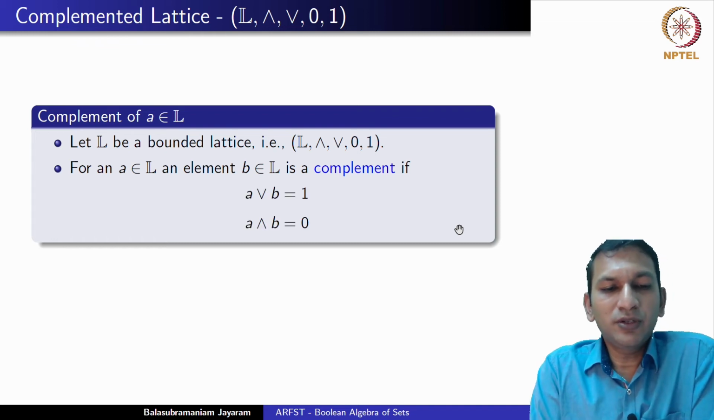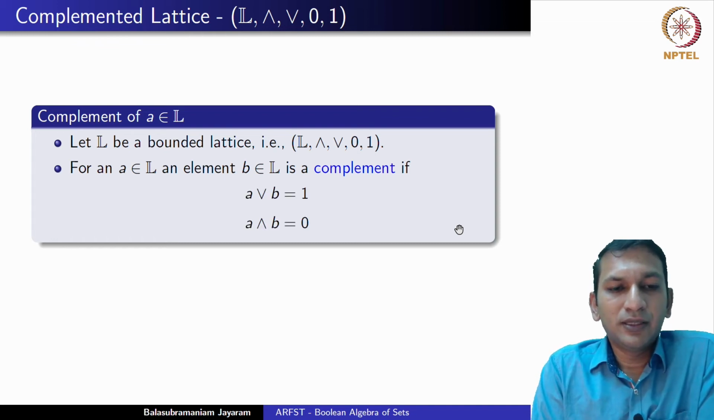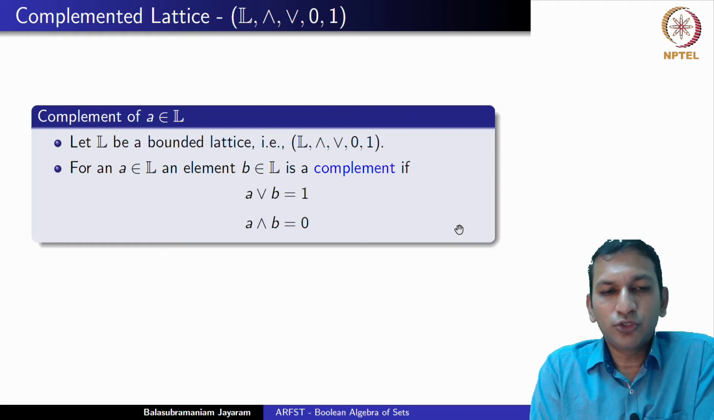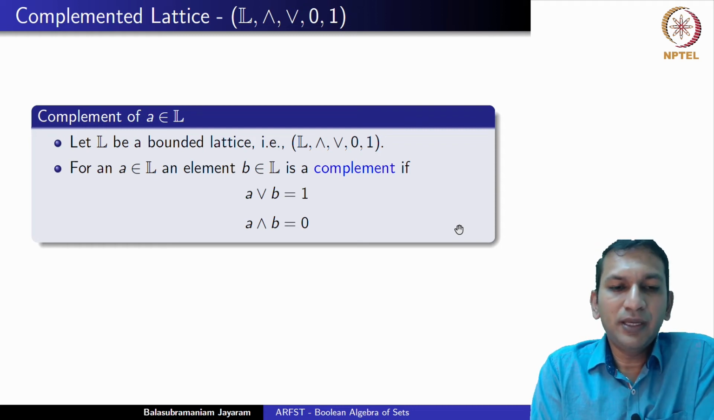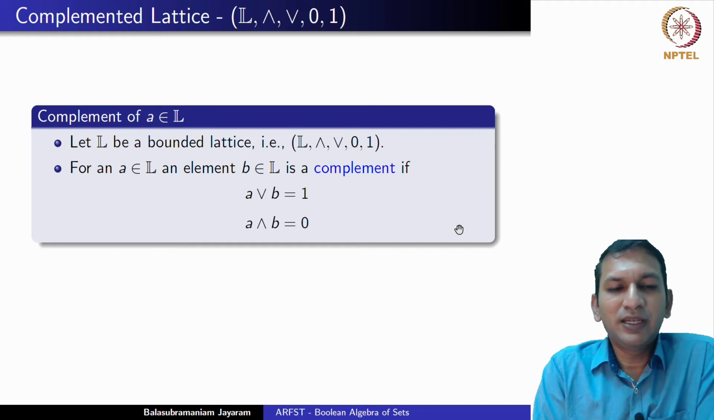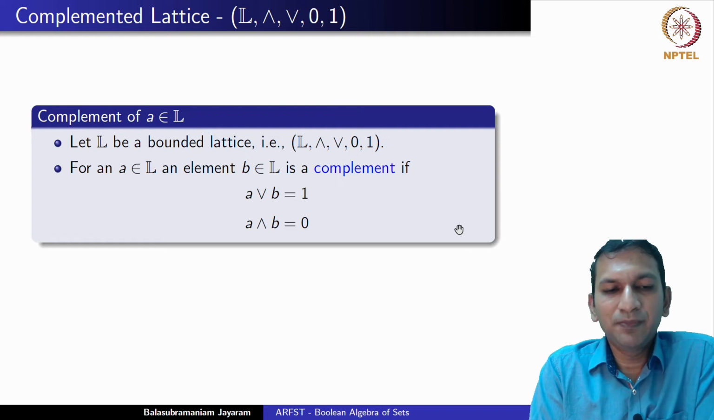Now, if we take an element A, we say another element B is a complement of A if these two properties are satisfied. That is, A join B should be 1 and A meet B should be 0. If you interpret this join and meet as actually union and intersection, and 1 and 0 as the whole set X and empty set, and the complement as the set complement, it is clear that we are looking at something like A union A complement as the whole set X and A intersection A complement is the empty set.